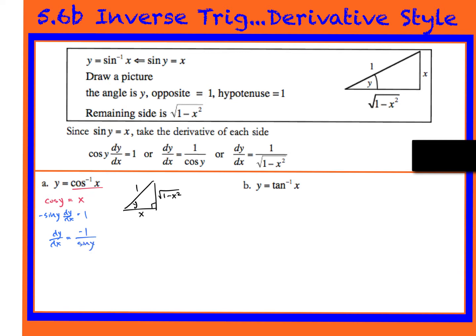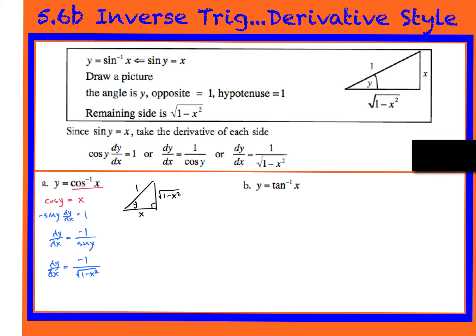So now if I look at my triangle, what's the sine of that y? Square root 1 minus x squared. So now my derivative would end up being negative 1 over square root 1 minus x squared. All right. So if y is equal to arc cosine, guess what the derivative is? Negative 1 over square root 1 minus x squared. All right, let's do one more. Let's do arc tangent now.